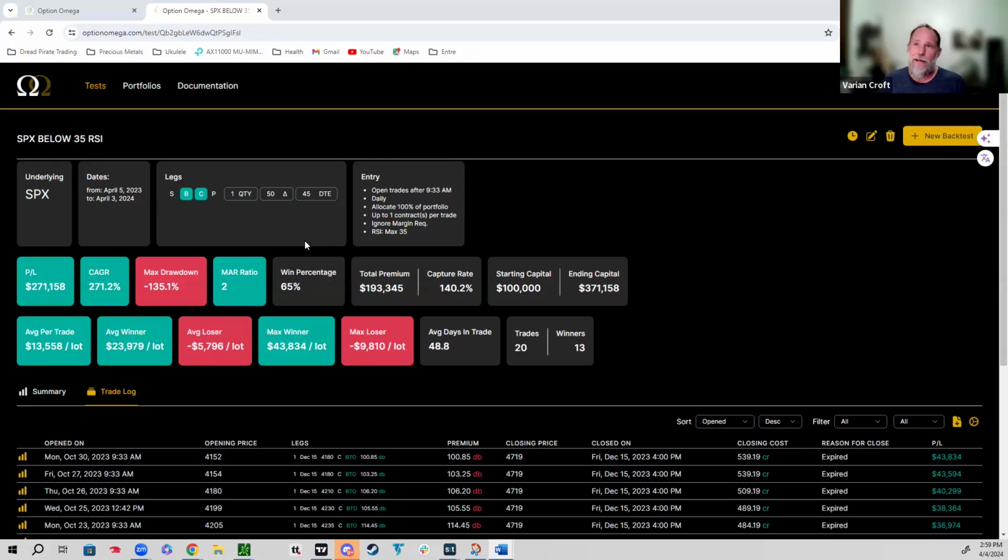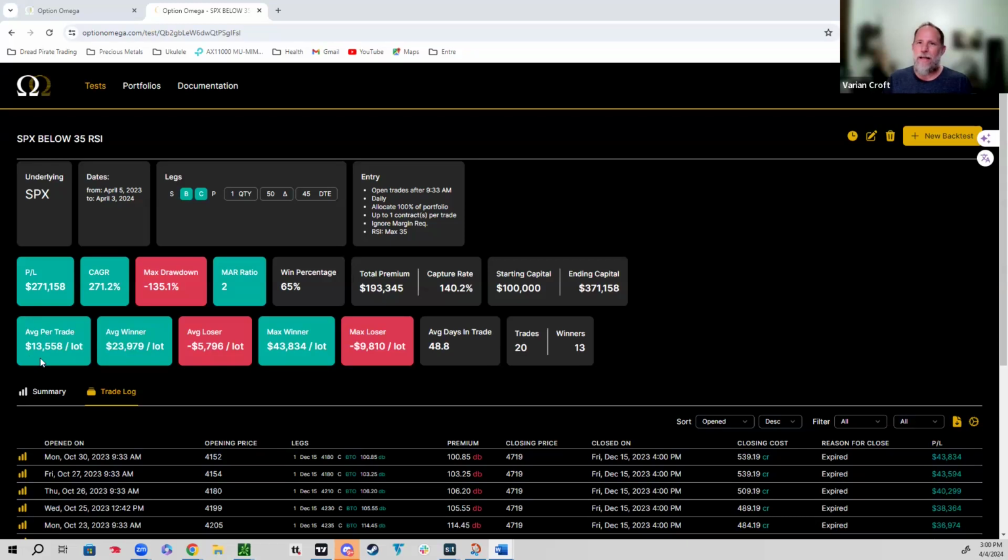So simply all I did with this backtest is, on any day that RSI was below 35, we entered into a 50 delta, 45-day to expiration call. Wow. So something as simple as that, using RSI as our only signal. And as you can see here, 65% win rate.